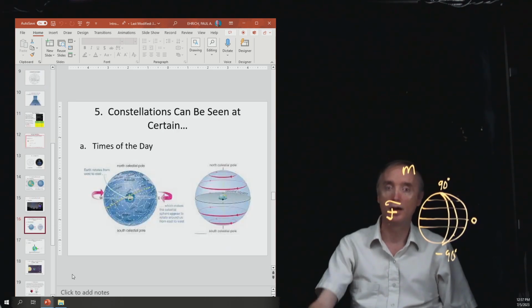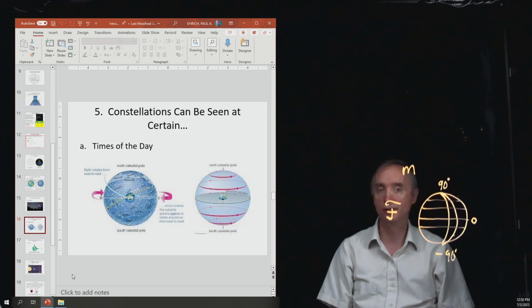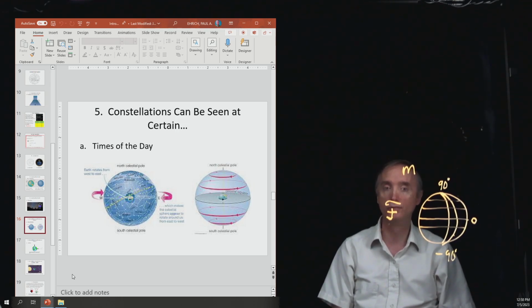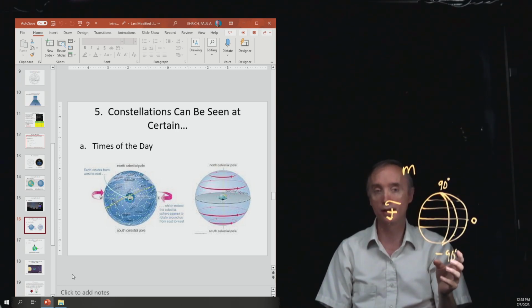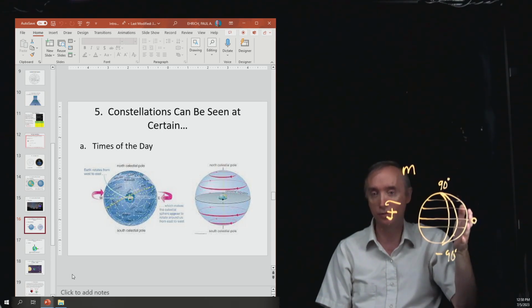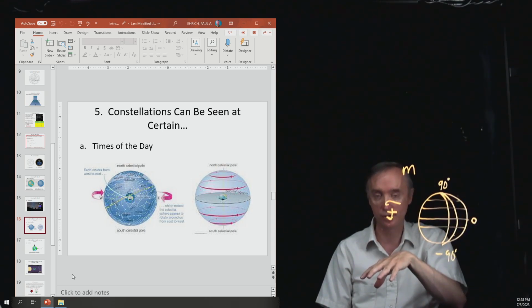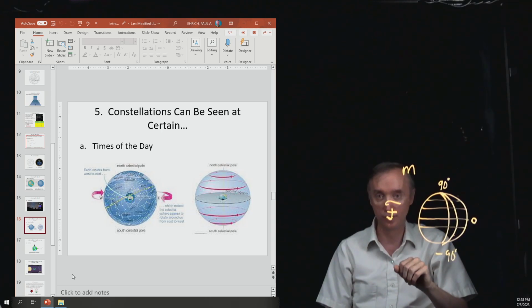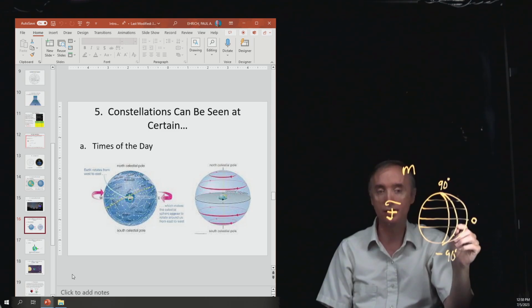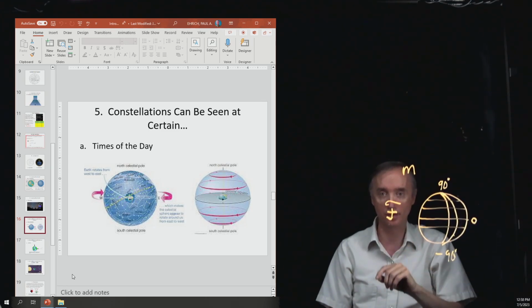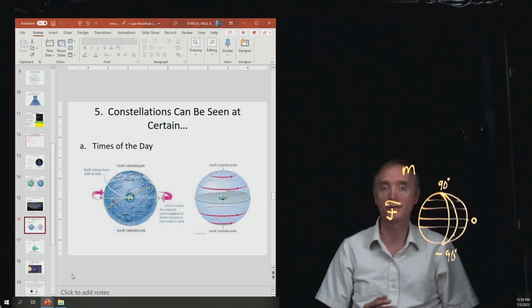Okay, then you should know why constellations can be seen only at certain times of the day. Okay, and that's going to be because the Earth is rotating, and so the constellations appear to come up in the east and then set in the west, just like the sun and the moon. But they don't. It's that the Earth is rotating, and it makes it seem like they're rising in the east and then setting in the west. So it's going to depend on the time of day.